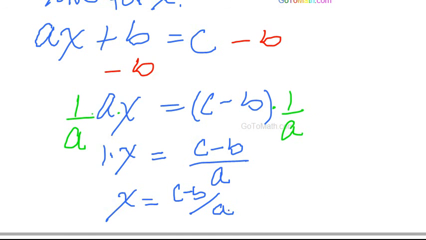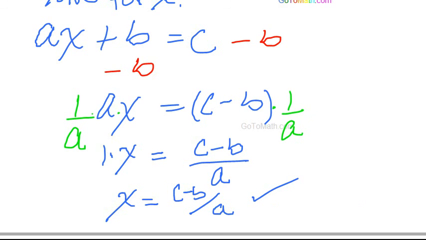Now this is all good as long as a is not 0. Of course, if a was 0, this wouldn't even exist in the first place. Never mind. But that's what we have to deal with sometimes when we have a denominator, is we have to make sure that this can't be 0 down here. Okay, so we have x is equal to c minus b over a.